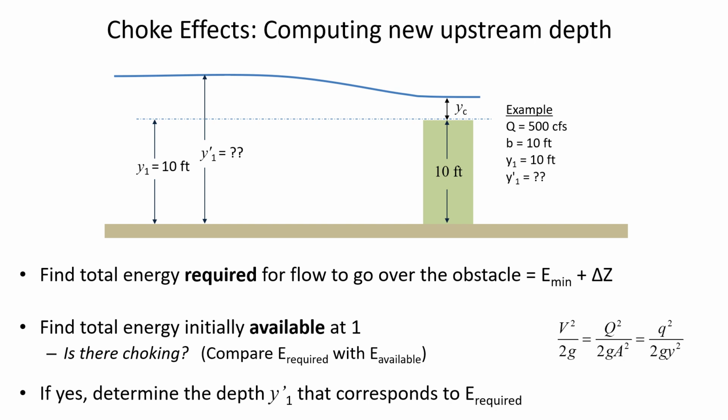Okay, so the water didn't initially have enough energy upstream to get over the obstruction, and so it pooled until there was finally enough energy to get over that obstruction, and the minimum amount of energy that's required corresponds to the critical depth. All right, so that's just a conceptual review.